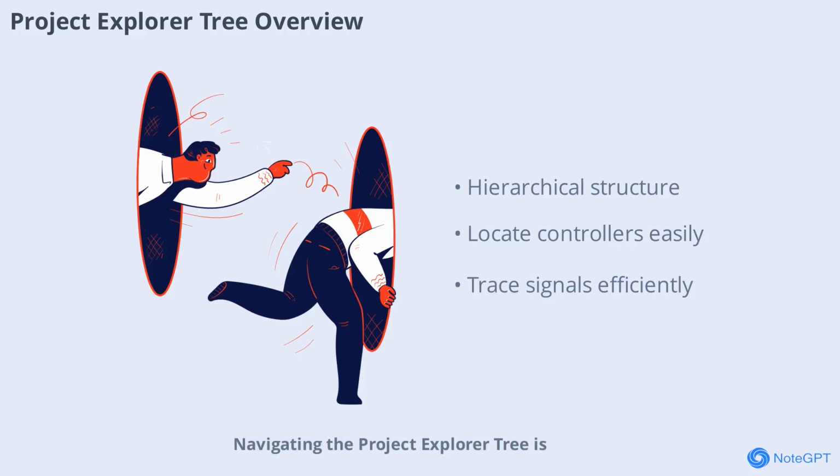Navigating the Project Explorer tree is your roadmap through the CBM environment. This hierarchical structure organizes all elements of your project, making it easy to locate controllers, communication interfaces, I/O modules, and application libraries. Understanding this layout is key to efficient project study. Each section of the tree corresponds to a physical or logical component in the plant, allowing you to trace signals and logic from the field device all the way to the SCADA interface. Mastery of the Project Explorer tree will save you time and reduce errors.